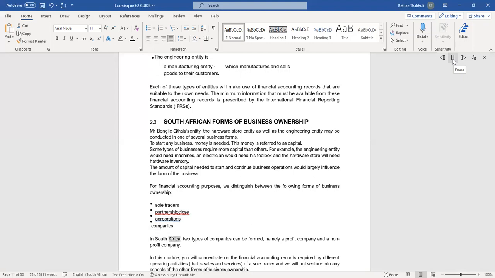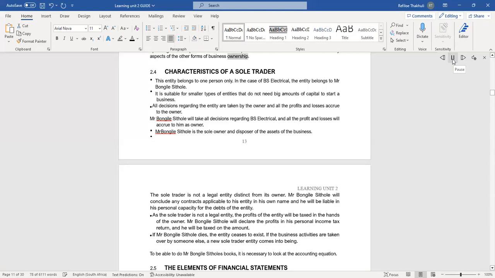In South Africa, two types of companies can be formed, namely a profit company and a non-profit company. In this module, you will concentrate on the financial accounting records required by different operating activities, that is sales and services, of a sole trader, and we will not venture into any aspects of the other forms of business ownership. 2.4 Characteristics of a sole trader.